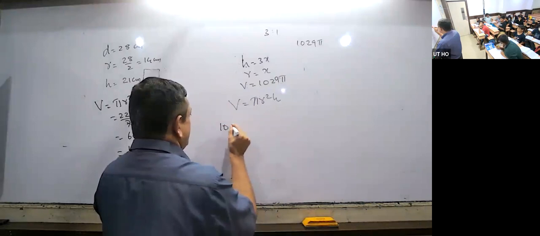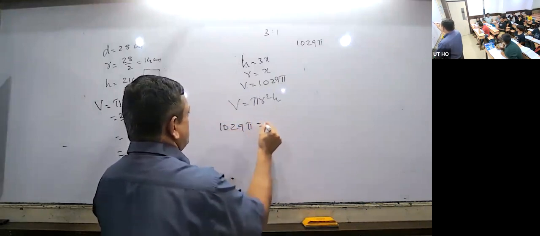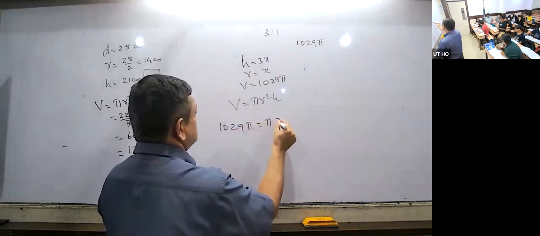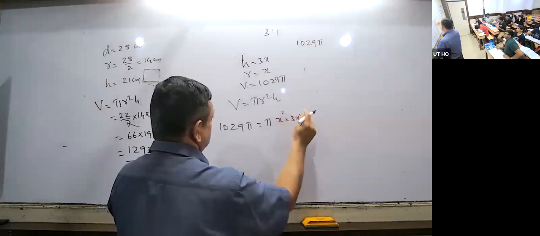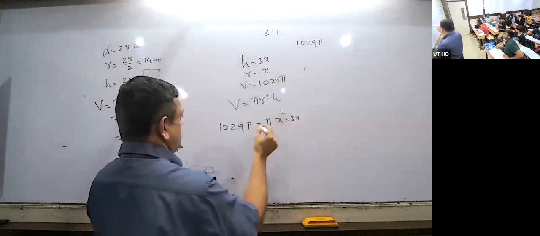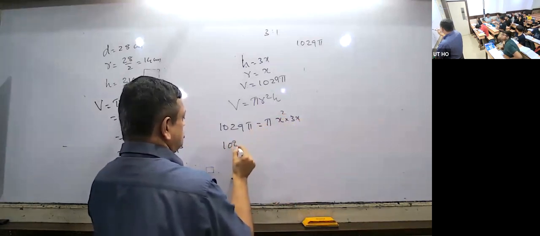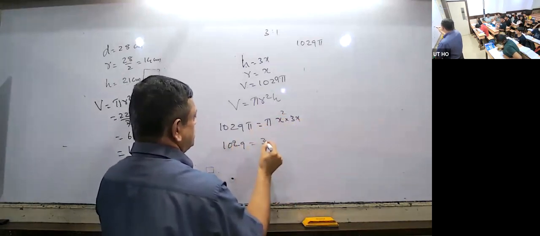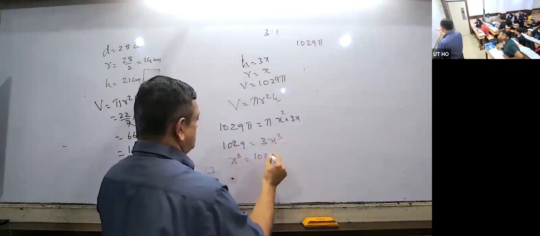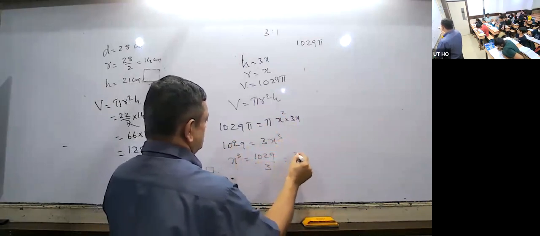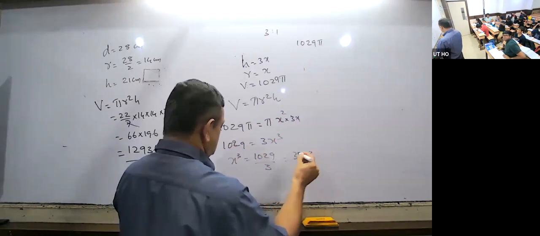1029 is equal to pi times r, that is x, times 3x, the whole square. Sorry, x square times 3x. That pi will cut. 1029 is equal to 3x cube. x cube is 343. So simple one, making it complicated.